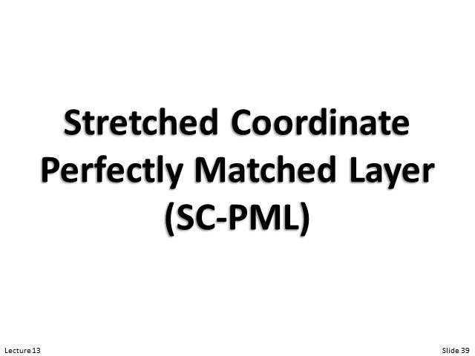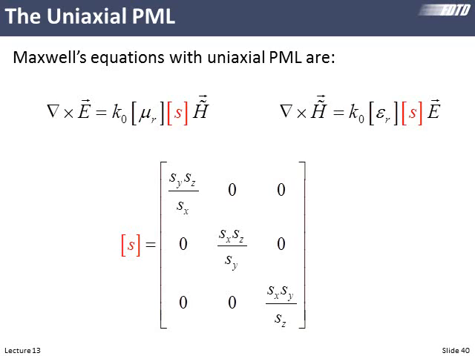Now what we want to do is show how we can derive the stretch coordinate PML from the uniaxial PML. So here's our uniaxial PML, and we will post-multiply our permeability and our permittivity by the S. And so we end up just multiplying these together.